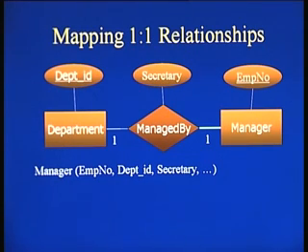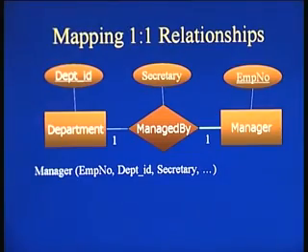That is, the department has a key attribute called department ID, and manager has a key attribute called employee number, and the relationship itself has an attribute called secretary. That is, a secretary is assigned for a department that is managed by a manager. That is, the secretary attribute does not have an existence without the existence of this relationship. That is, if a department is not managed by a manager, then there is no secretary associated with this. Now how do we translate this?